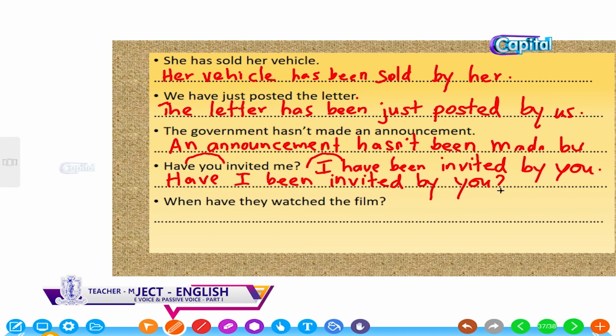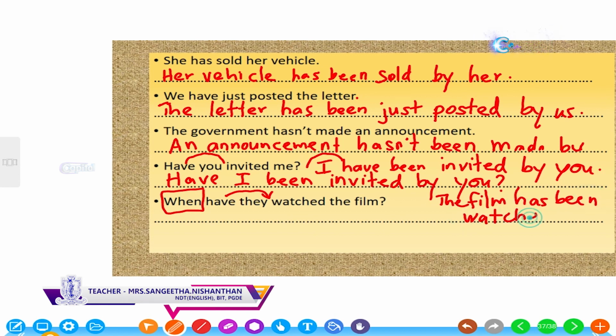And the last one, when have they watched the film? The WH should remain at the same place. And the have should be brought after the subject, they have watched the film. So, change the statement first. What have they watched? The film. The object is the film. The film, singular. So, has been watched by them. It is the statement word order.